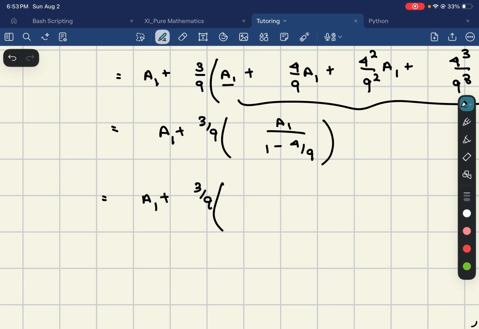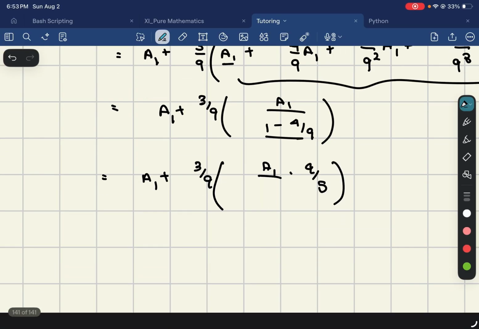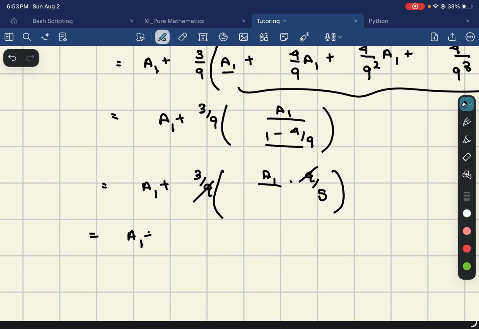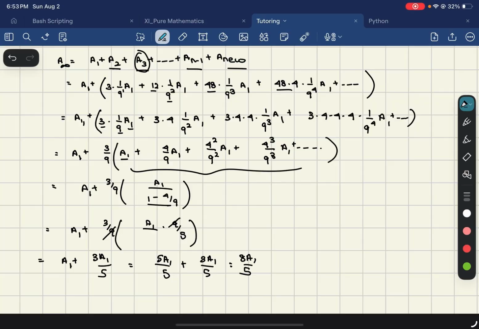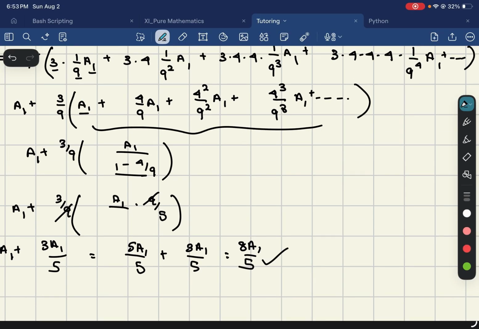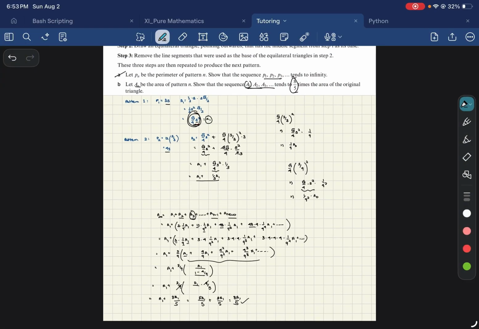You'll see why. And then from this term, you are going to get a1 times a1 divided by 5 over 9, right? And if you simplify, you are going to get 9 over 5, like this. So 9 here and 9 here cancels out, so you get a1 plus 3a1 over 5, and that is just 5a1 over 5 plus 3a1 over 5, which is 8a1 over 5. So that is how you generalize this expression, and you get the answer, right? So it's 8 over 5 times a1, which is what the question asks for. So a1 was the area of the original triangle. And that is it. That is how you do the 2 questions that I did not do in the previous videos.